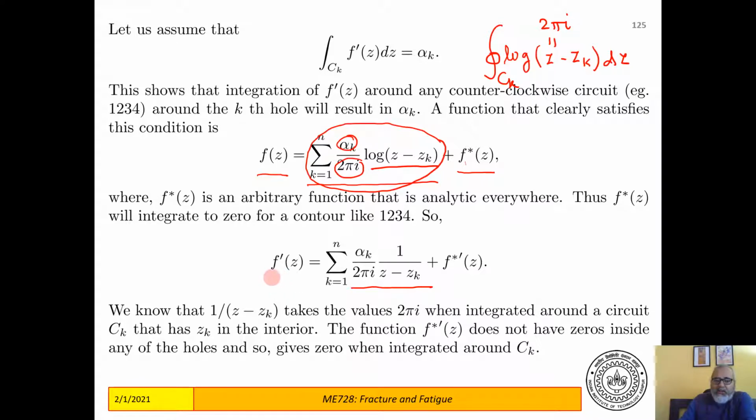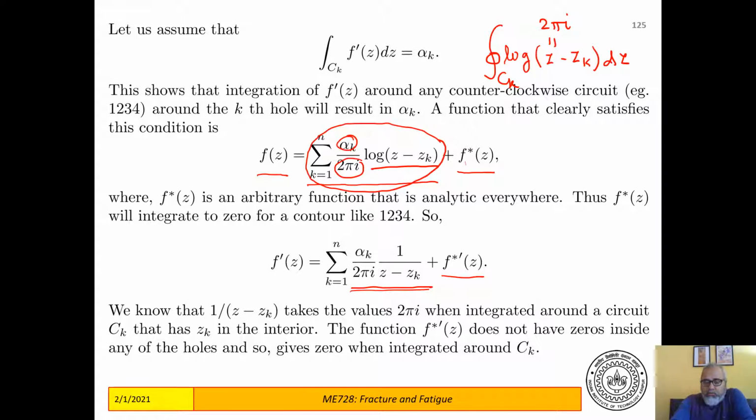Similarly, f prime z will be of this form. If f z is of this form, you will have f star prime z, which is again analytic because f star is analytic. Okay, f star, remember, is analytic everywhere, so it's most likely to be a polynomial kind of function. It is analytic everywhere except, yeah, except nothing, sorry. So it's analytic everywhere.